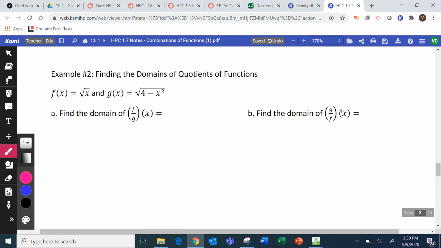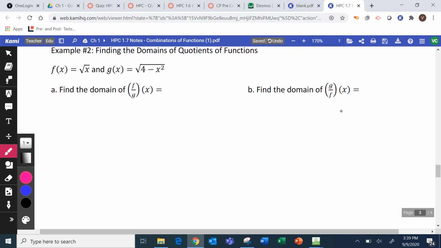So the same thing that we just did, just more practice. So we've got our f of x and our g of x, and we're going to find the domain of f over g, and then we're going to find our domain of g over f. So let's see, f over g, that is going to be square root of x over the square root of 4 minus x squared.